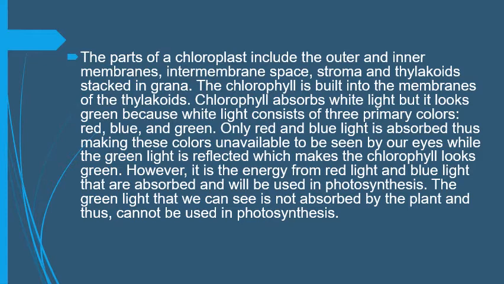Chlorophyll absorbs white light, but it looks green because white light consists of three primary colors: red, blue, and green. Only red and blue light is absorbed, thus making these colors unavailable to be seen by our eyes, while the green light is reflected, which makes the chlorophyll look green. However, it is the energy from red light and blue light that are absorbed and will be used in photosynthesis. The green light that we can see is not absorbed by the plant and thus cannot be used in photosynthesis.